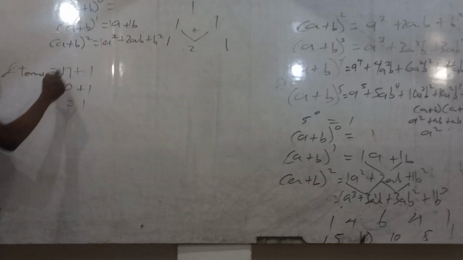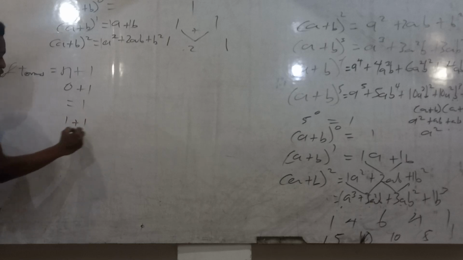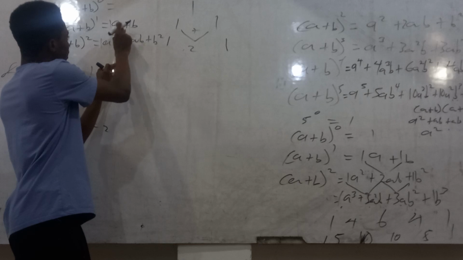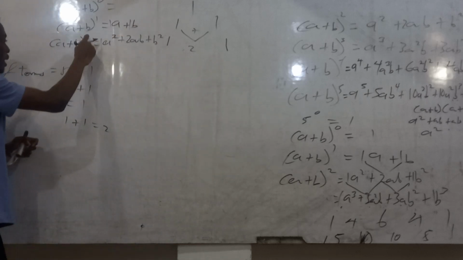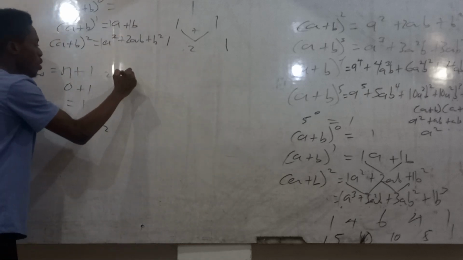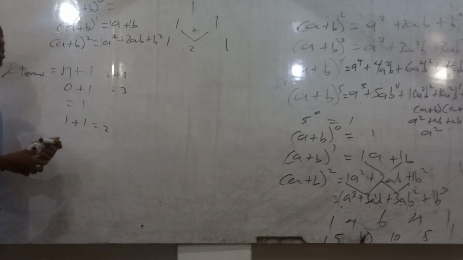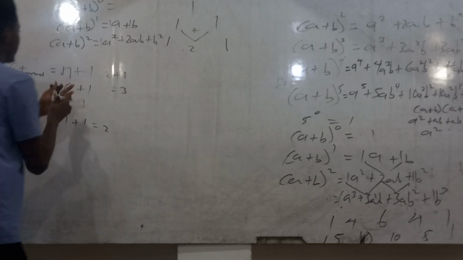So here, if it is 1, 1 plus 1 will give you what? 2. So the number of terms will be 2, the first term and the second term. So here the number of terms will be what? 2 plus 1, which is 3. You get it? Good.